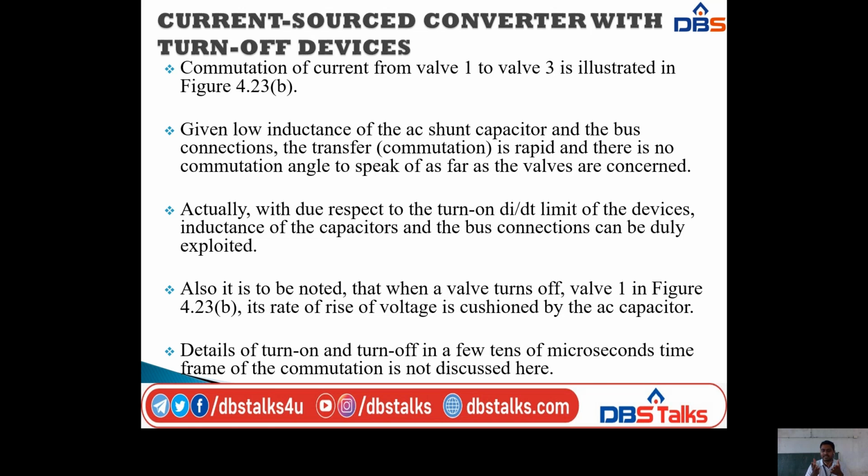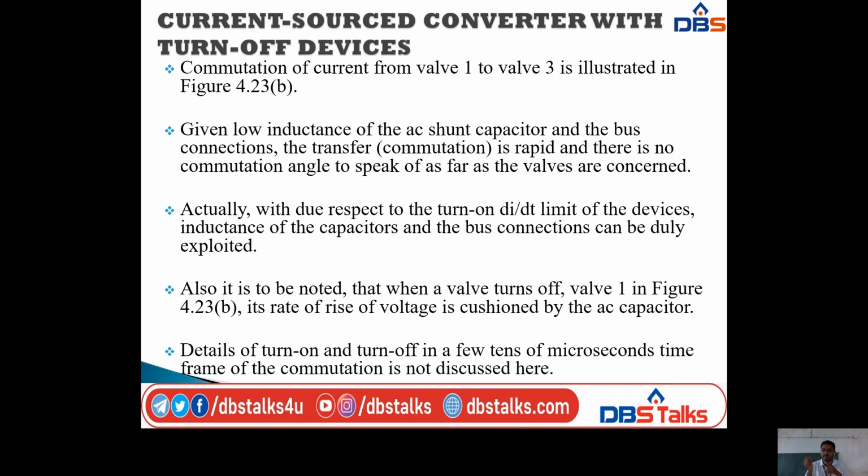So here I am discussing the current, means I am taking the di by dt. If I am discussing the voltage, means I am taking the dv by dt. So with due respect to the turn on, that is the di by dt limit of the devices, the inductance of the capacitors and the bus connections can be duly exploited.